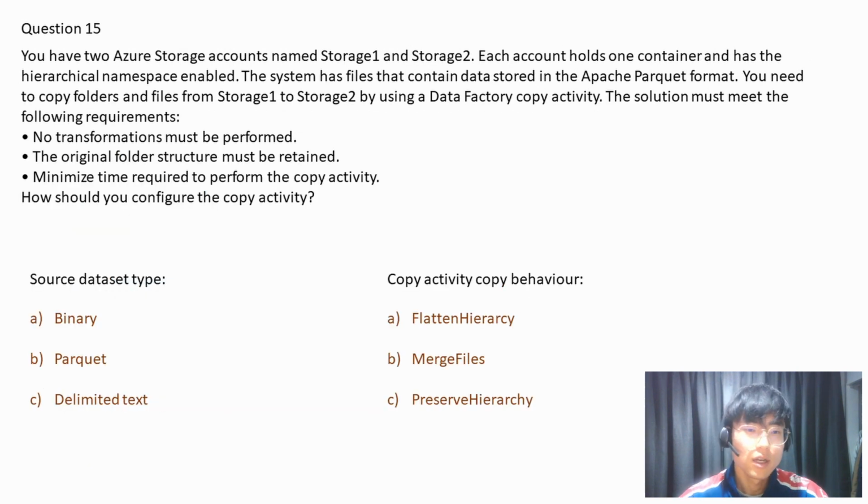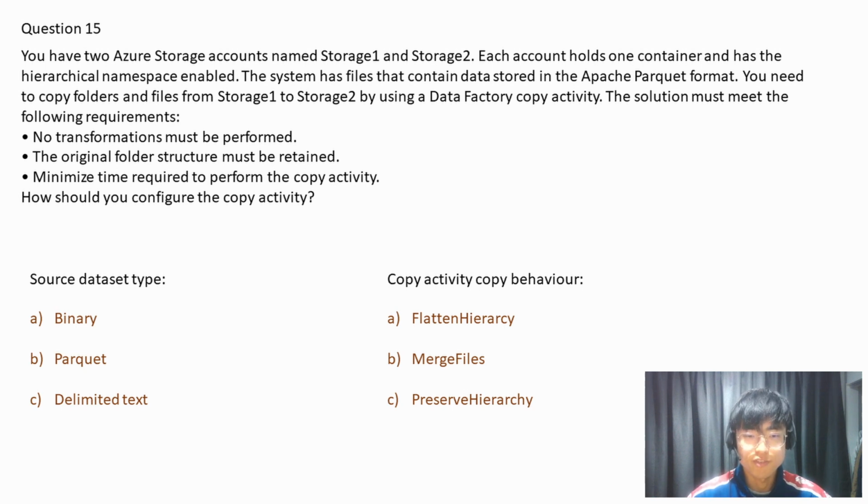Question 15. You have 2 Azure storage accounts named Storage 1 and Storage 2. Each account holds 1 container and has the hierarchical namespace enabled. The system has files that contain data stored in Apache Parquet format. You need to copy folders and files from Storage 1 to Storage 2 by using Data Factory copy activity. The solution must meet the following requirements. No transformations must be performed. The original folder structure must be retained. Minimize time required to perform the copy activity.